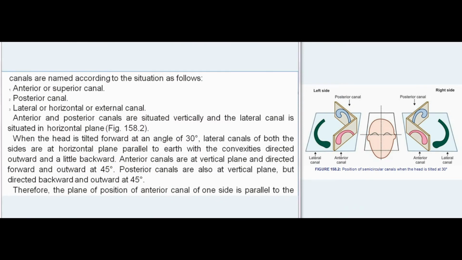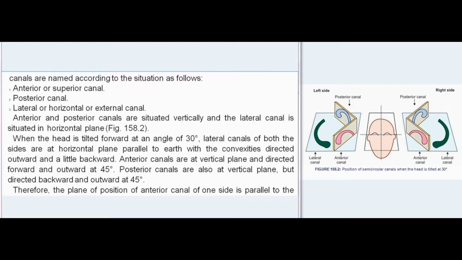Semicircular canals are named according to the situation as follows: anterior or superior canal, posterior canal, lateral or horizontal or external canal. Anterior and posterior canals are situated vertically and the lateral canal is situated in horizontal plane, Fig 158.2. When the head is tilted forward at an angle of 30 degrees, lateral canals of both the sides are at horizontal plane parallel to earth with the convexities directed outward and a little backward.